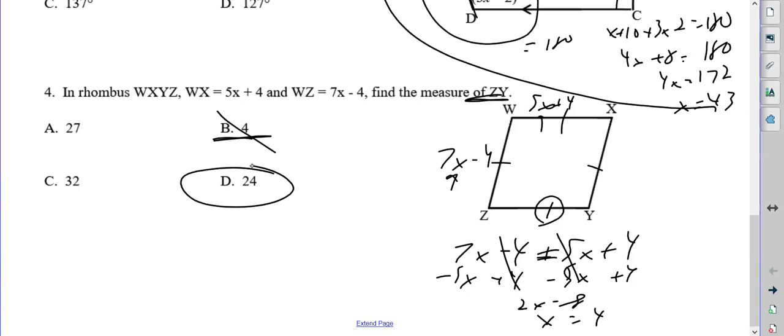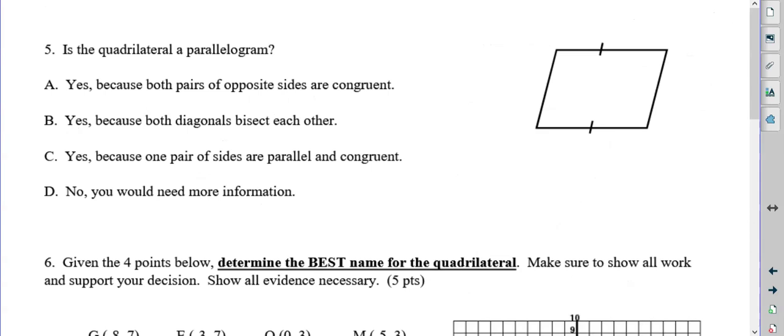So be careful, especially with the multiple choice question, that you don't just rush to the answer and get this wrong by saying the answer is 4. X is 4, but that is not the question being asked. Read the directions and answer the question asked.